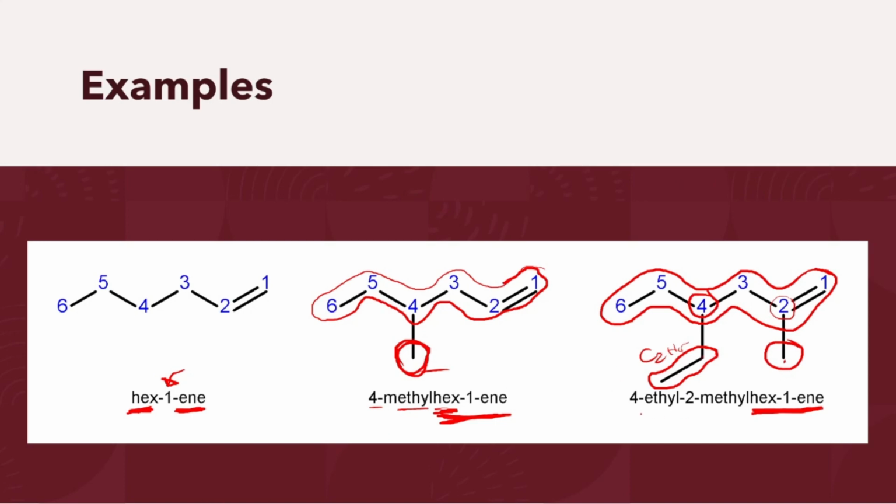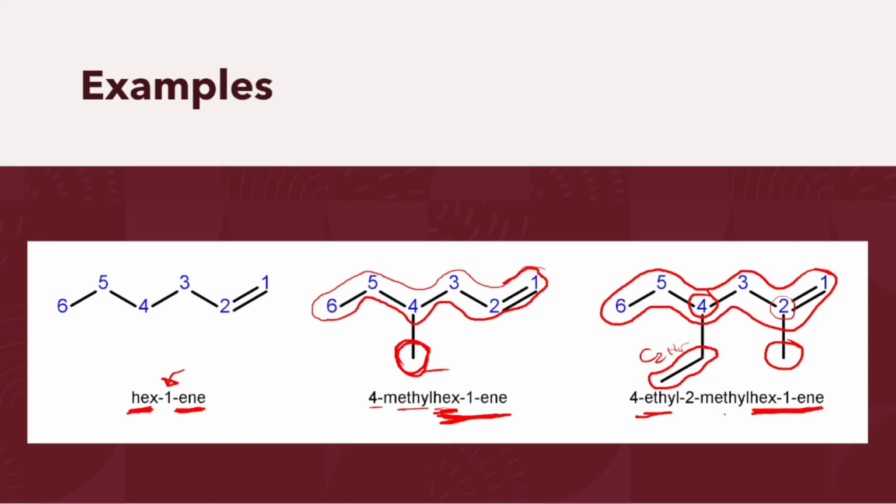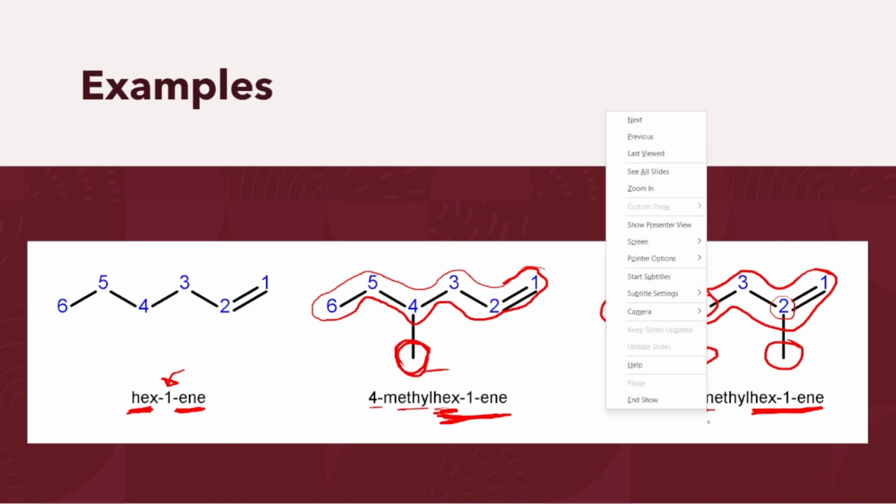So we will write 4-ethyl-2-methylhex-1-ene. We wrote the ethyl before the methyl because alphabetically E comes before M.